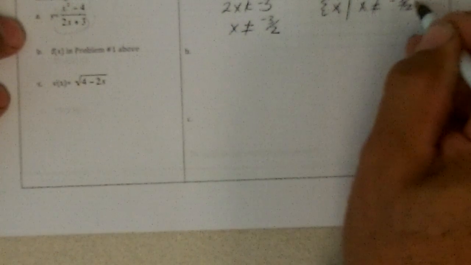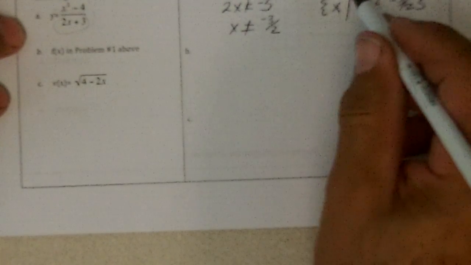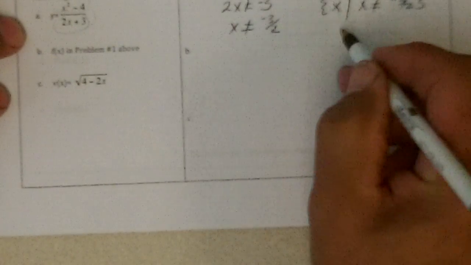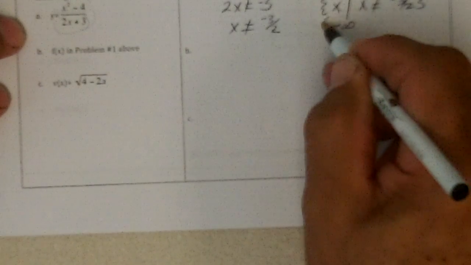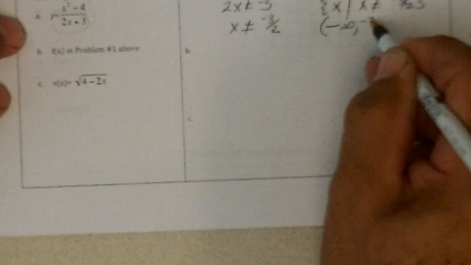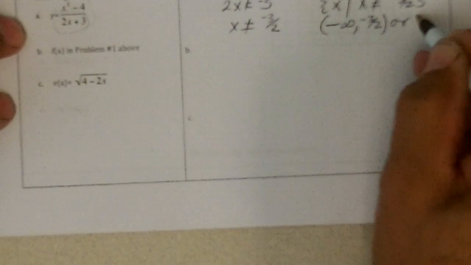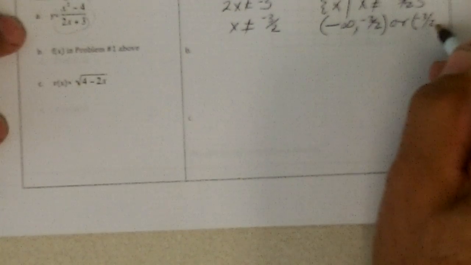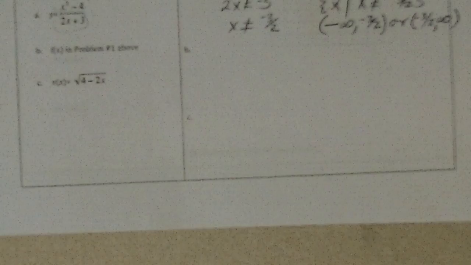Written in set notation, the set whose elements are numbers such that the numbers are not equal to negative 3 halves. Written in interval notation, you don't have to do all 3, you only have to do one of these, but I'm doing all 3. So if it can't be this, it can be anything below that, from negative infinity up to negative 3 halves, or above negative 3 halves, negative 3 halves to infinity. Okay.